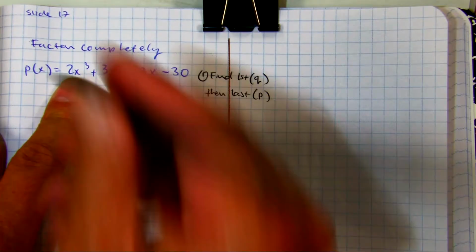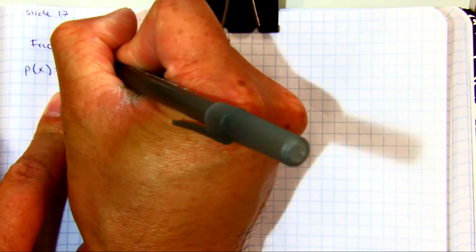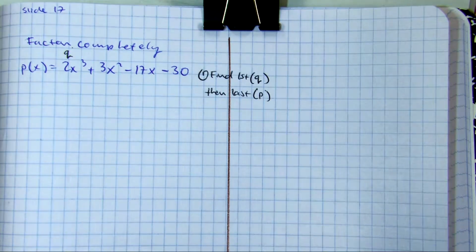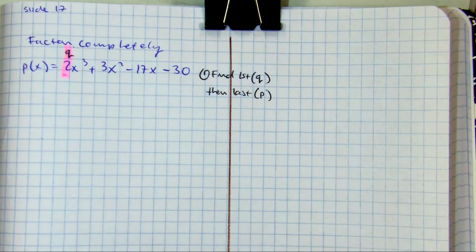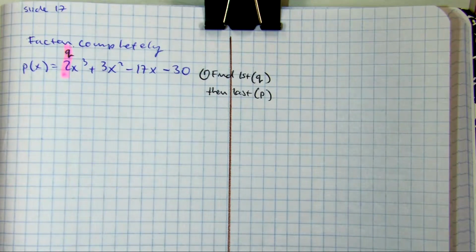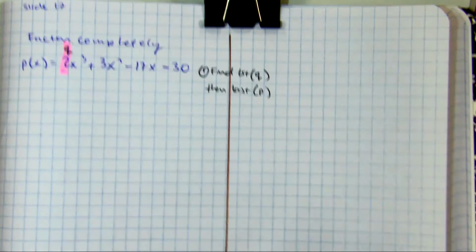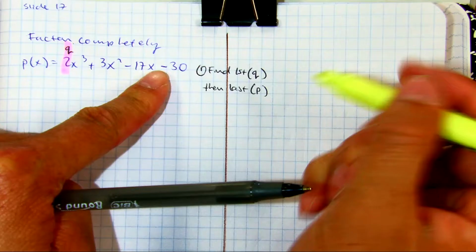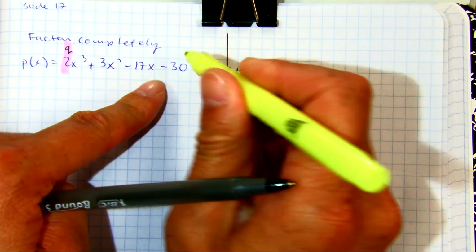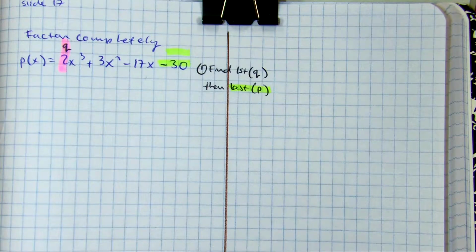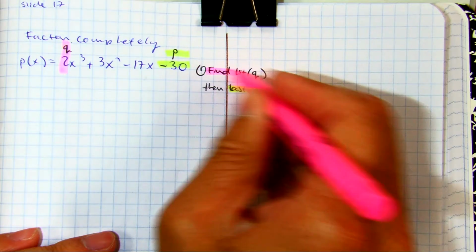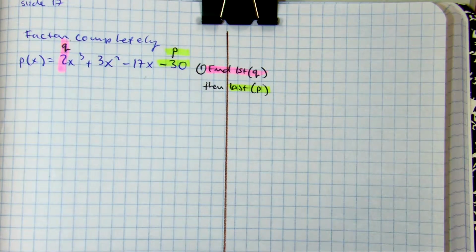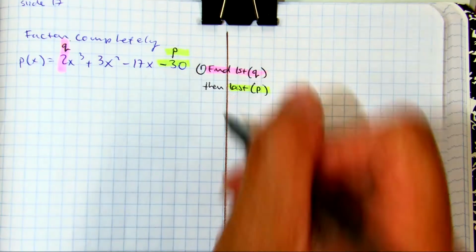So our Q value is going to be 2. Let's use a highlighter. Put your finger on the last term. So this is going to be your, what letter? P. Okay, step 1, done. Step number 2.